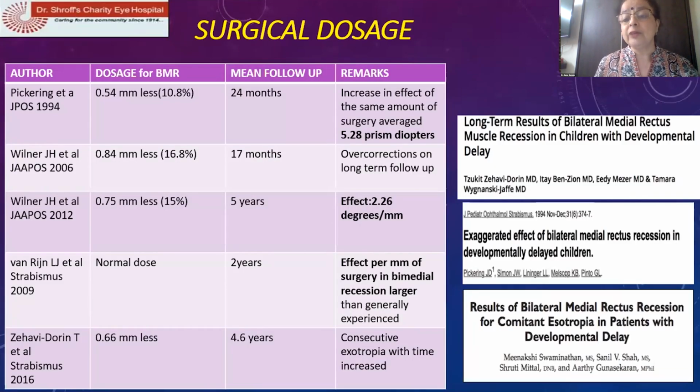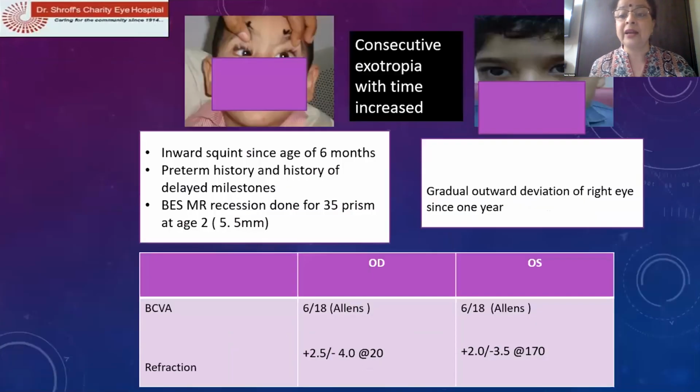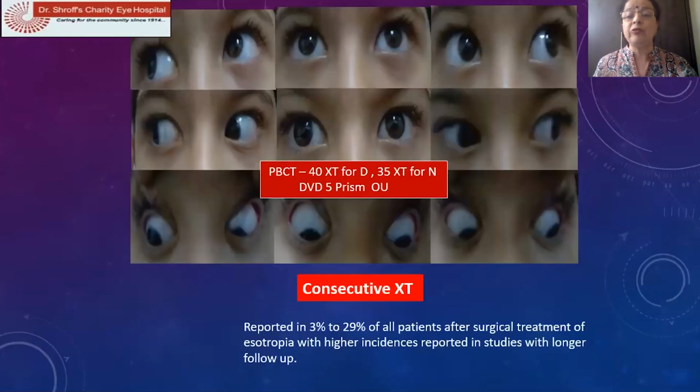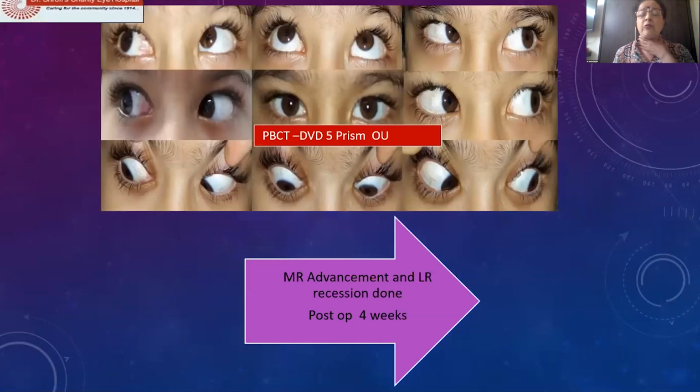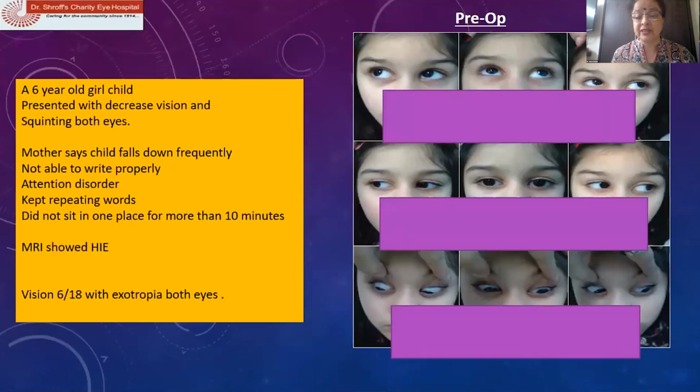These are a few papers which have been published saying that because there is an exaggerated effect of the bimedial recessions done in developmentally delayed children, we need to do a 30% undercorrection. But sometimes when we leave behind a 30% undercorrection, they do have some amount of esotropia left. So we need to continue with patching, maybe add a little bit of hypermetropic glasses and treat them. When you have a consecutive exotropia, you need to do a medial rectus advancement and maybe a little amount of lateral rectus recession.